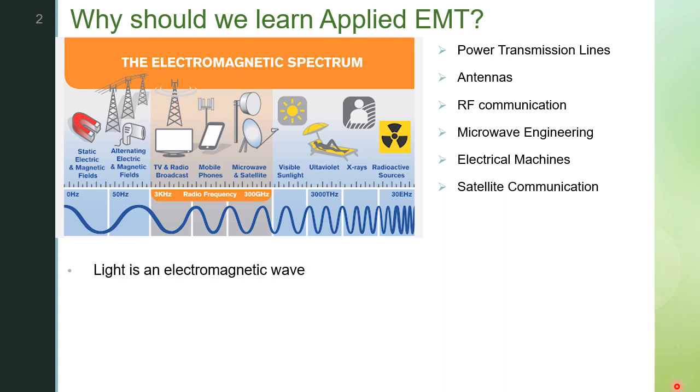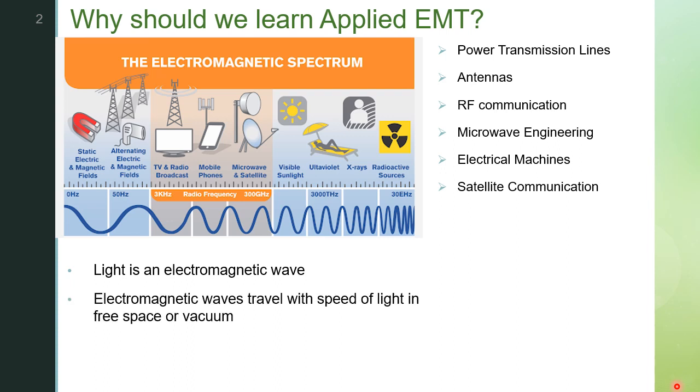You also know that light is an electromagnetic wave. And any electromagnetic wave will travel with the speed of light if the medium is free space or vacuum. This is information which we already know, and so it enables us to learn the subject electromagnetic theory.